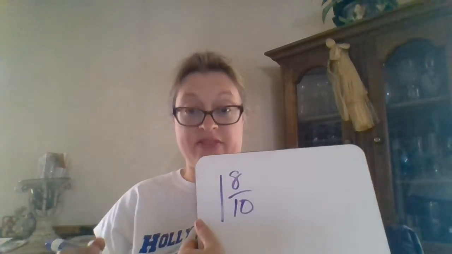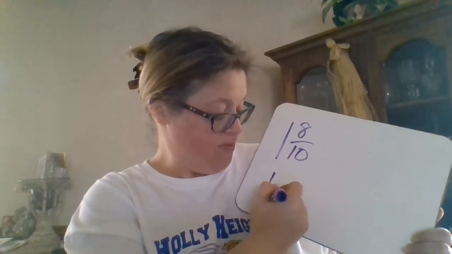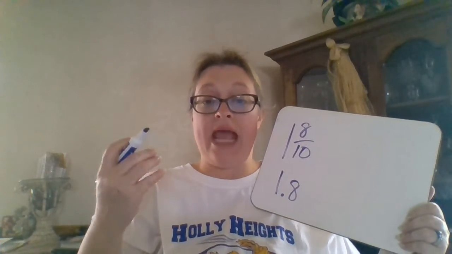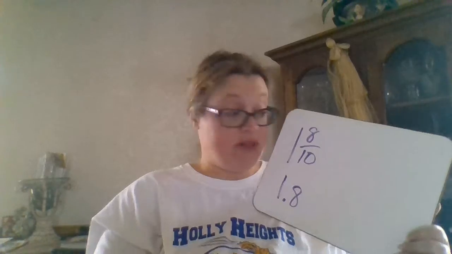Write this number as an equivalent mixed number with hundredths. So 1 whole and 8 tenths. Okay. So if I was to show you that in a decimal form, it would look like this: 1.8. Now, I can take this and turn it into a mixed number with hundredths.